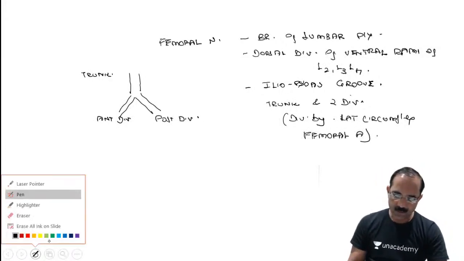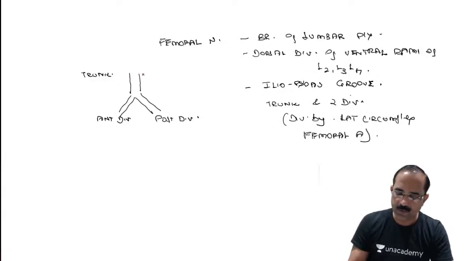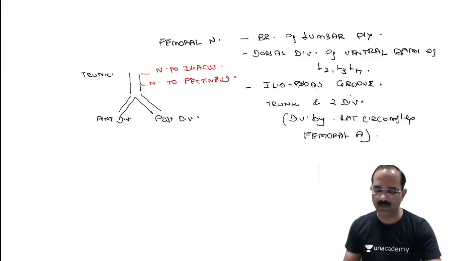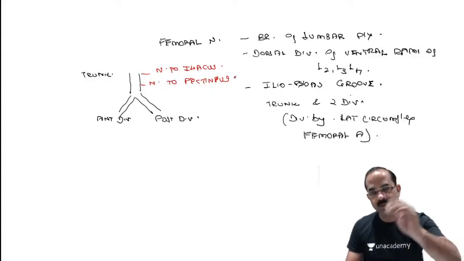So now you tell me, what are the branches from the trunk of the femoral nerve? From the trunk is nerve to iliacus. Nerve to iliacus, and the second one is nerve to pectineus. This is the easiest way, students, to understand the femoral nerve. So nerve to iliacus and nerve to pectineus.